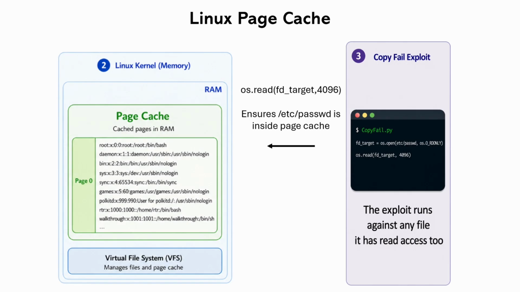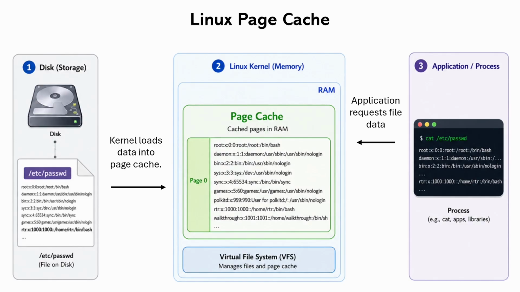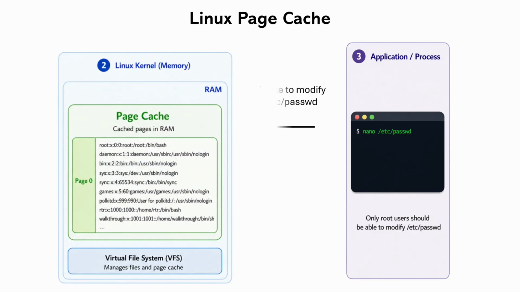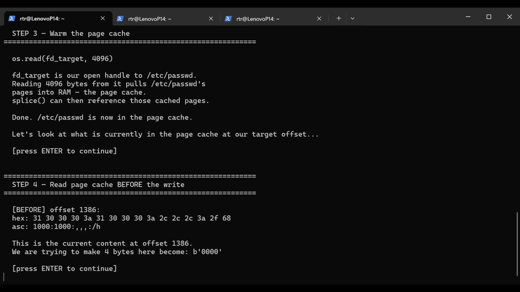It's important to understand what page cache is, so here's a quick explanation. The page cache is basically Linux holding file data in memory, so it does not have to keep going back to disk every time the file is read. Only the kernel is supposed to manage and modify the page cache. As a normal user, we should have absolutely no business changing those bytes directly. However, copy-fail chains three issues together, letting us influence the kernel into changing them for us.